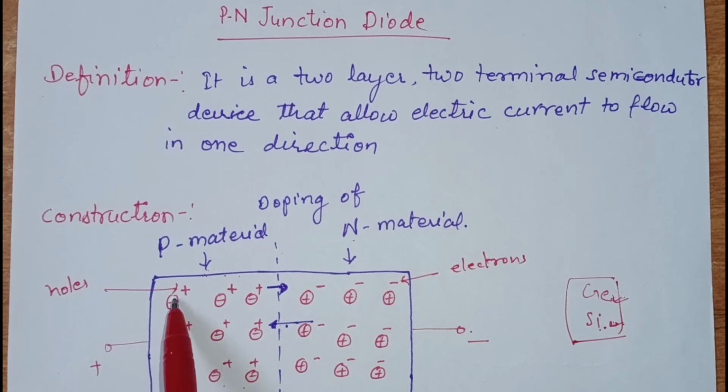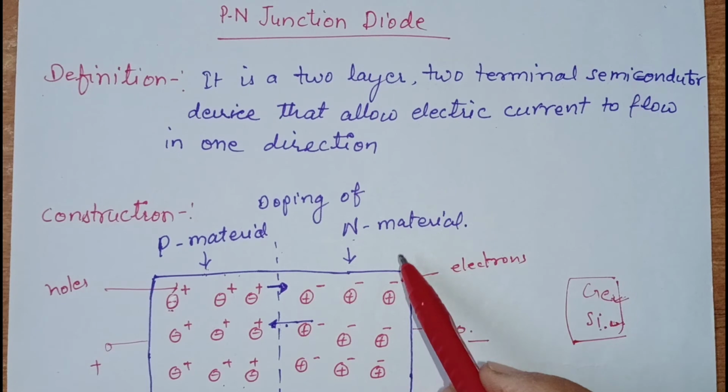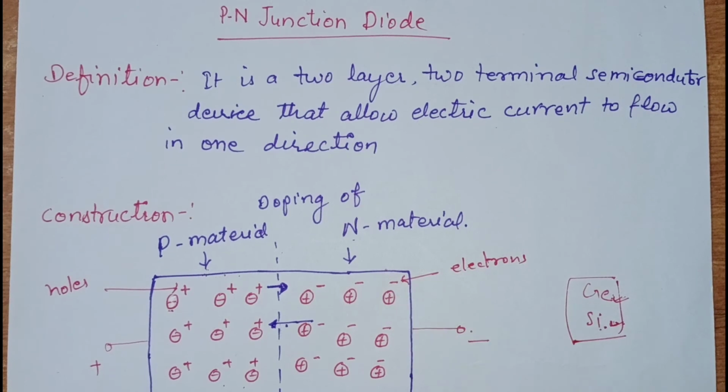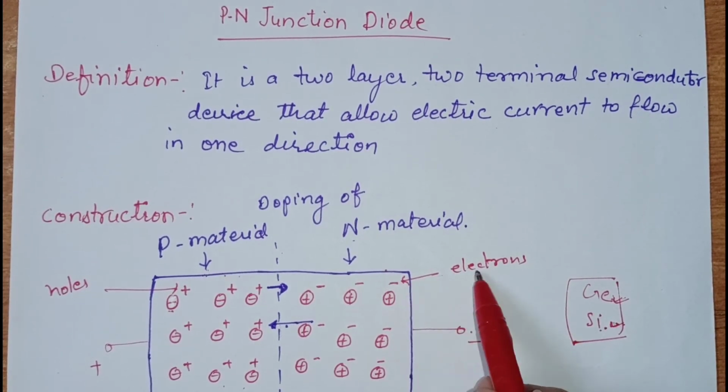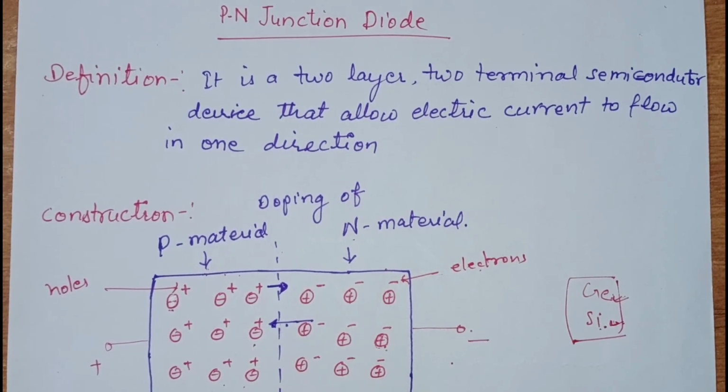Every hole is associated with its immobile ions. This circle having negative sign is immobile ions. Now in the other half portion of this bar we will add n-type material like antimony. By adding this n-type material, it will increase the number of electrons in this half portion of semiconductor material. These signs indicate electrons and these are immobile ions. These are positive ions and these are negative ions. These are immobile, they don't move, they are fixed at their places.